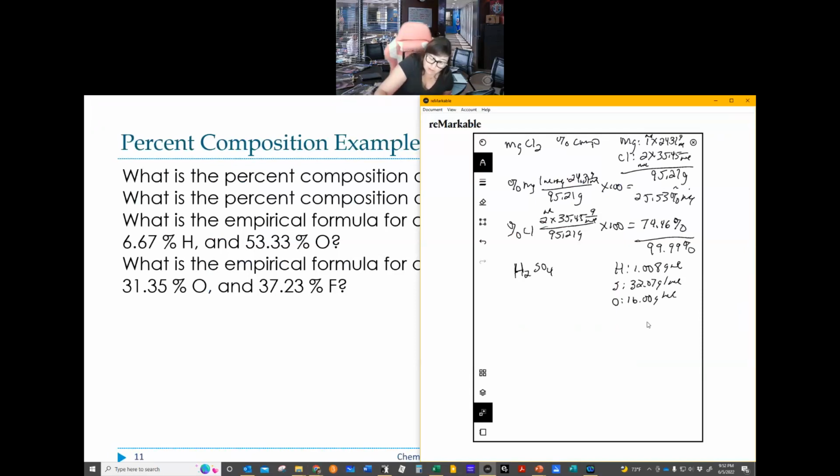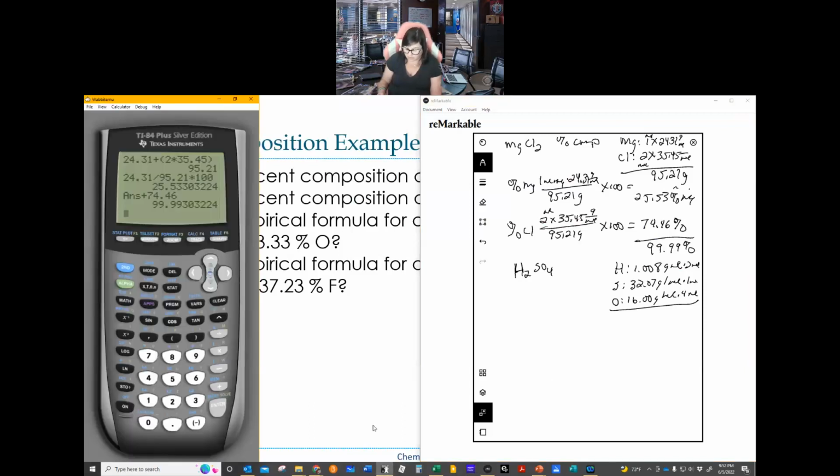I have 2 hydrogens times 2 mole. This is sulfur times 1 mole. And oxygen times 4 mole. That will give me a sum that I can work with. On our calculator, I have 1.008 times 2 plus 32.07 plus 4 times 16. That gives me a total mass of 98.086 grams per mole. And it's 1 mole, so I'm going to leave that as grams. That's the mass for 1 mole.